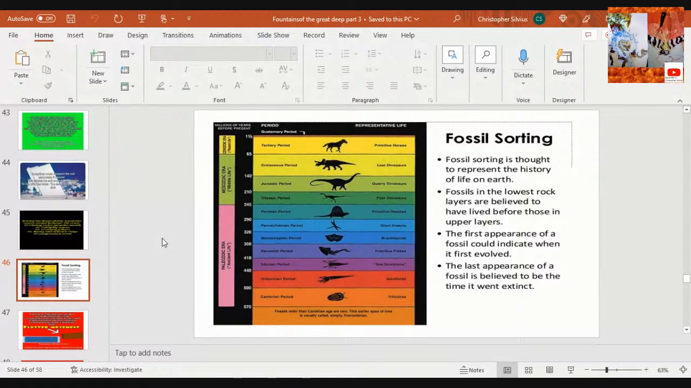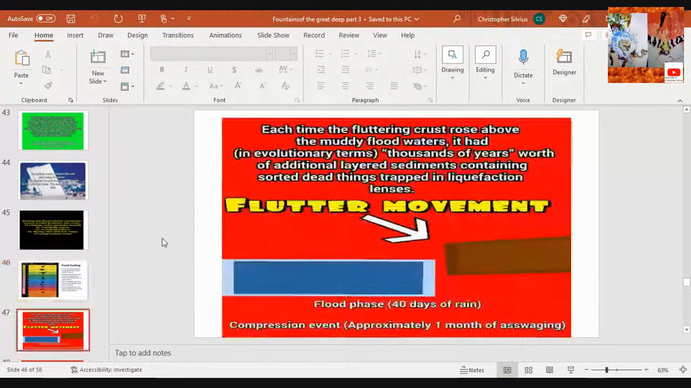And then you have animals that live in the ocean, like the fish, and then you have animals that live near the coastlines, like the amphibians, and the list goes on. You have the reptiles on higher land, and then mammals. So that's the order that they were living in. Yeah, their ecological zonation. They were buried based on where they lived. The complexity of organisms will increase with a rise in the altitude above sea level. So each time the fluttering crust rose above the muddy floodwaters.